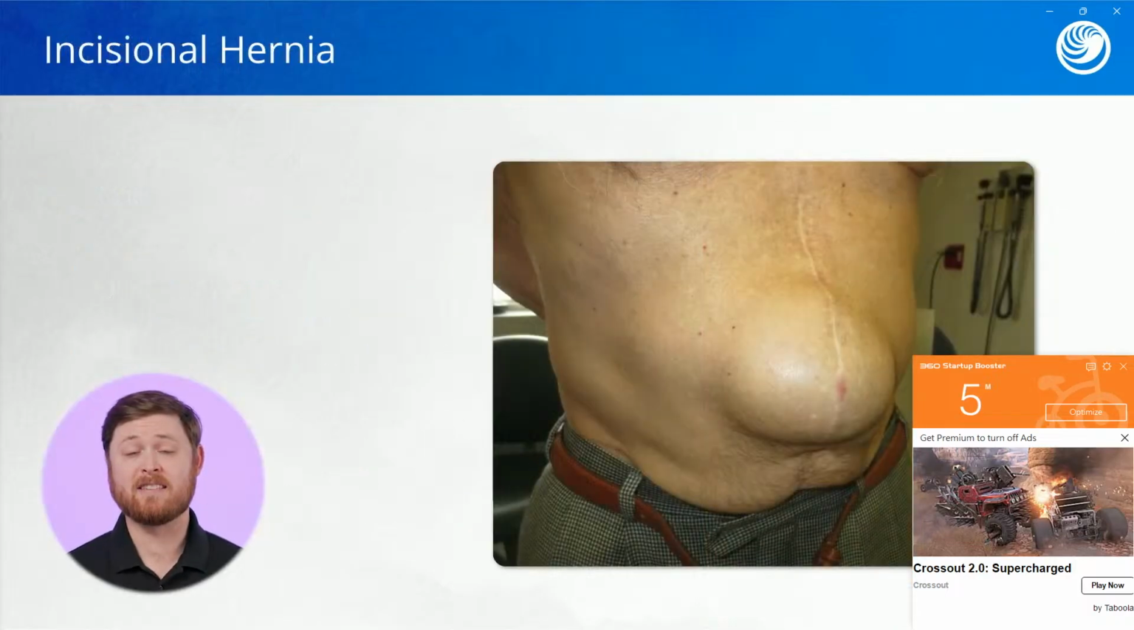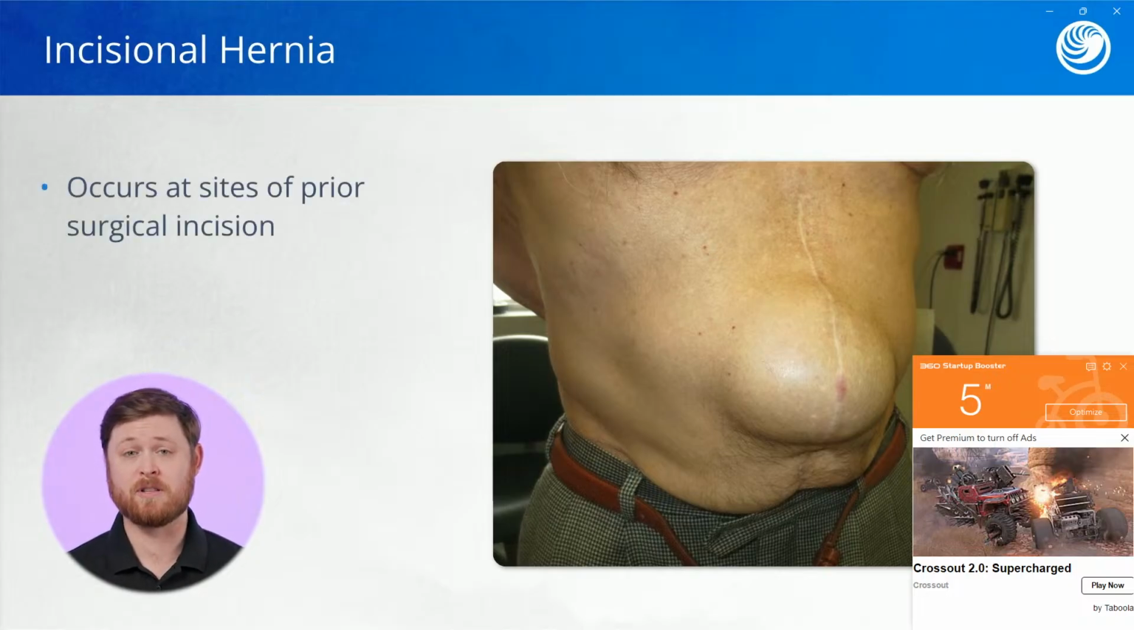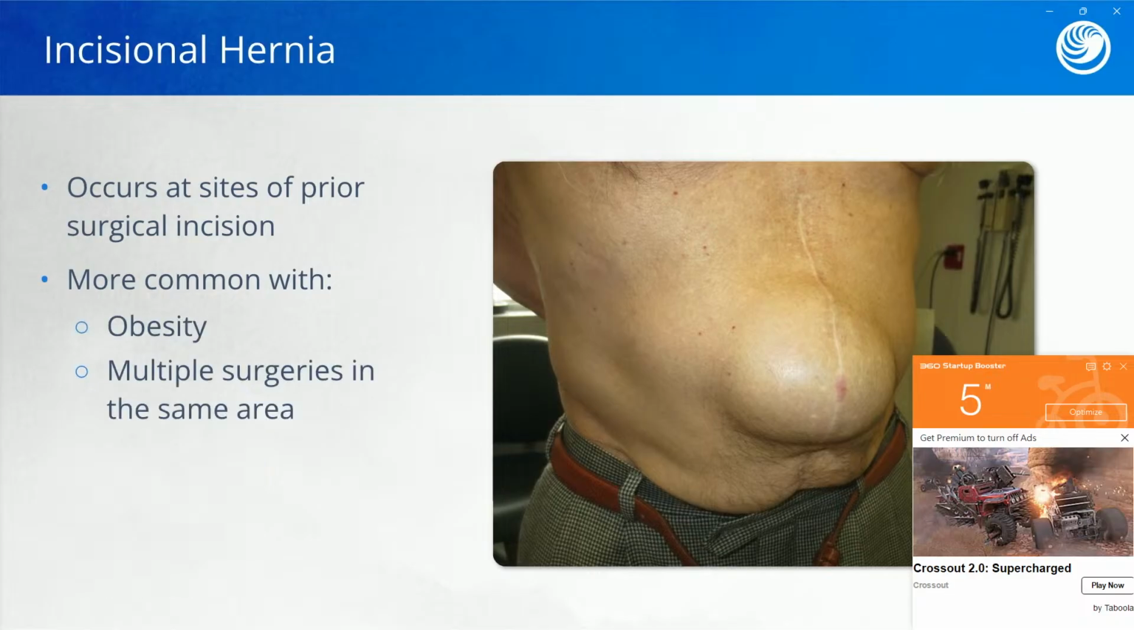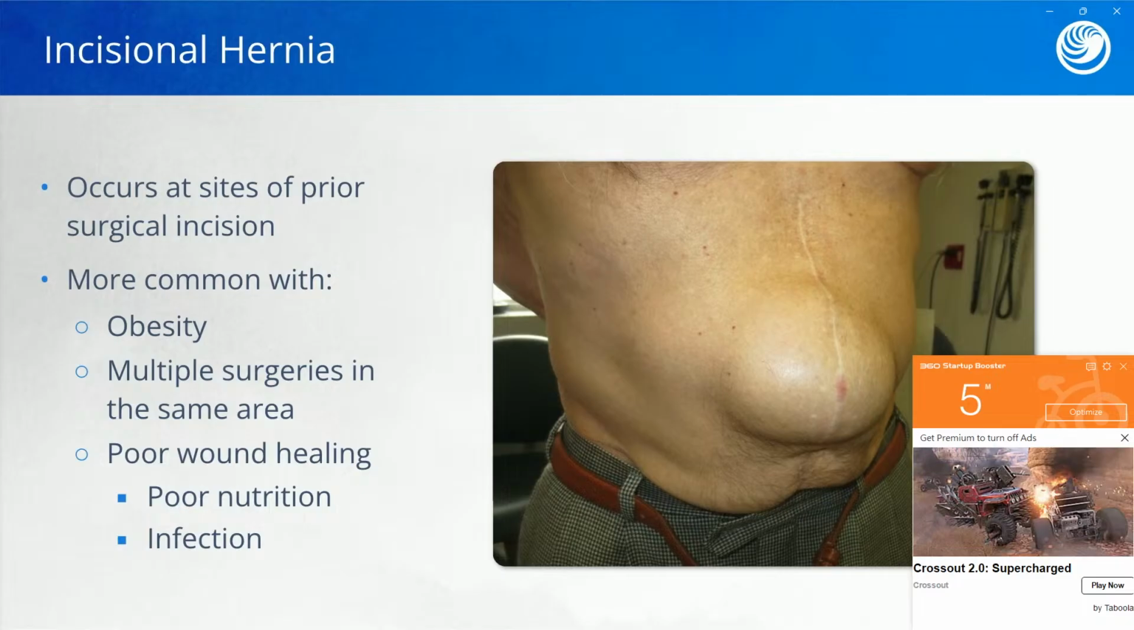An incisional hernia is exactly what it sounds like. It is a hernia that occurs at prior sites of surgical incision, and we can see an excellent depiction of an incisional hernia in the image on this slide. Following surgery, incisional hernia is more likely to occur in individuals who are obese, have had multiple surgeries which can lead to a thinning or weakening of the fascia and muscle tissue in the abdomen. This includes those who have poor nutritional intake of carbohydrates and proteins necessary for wound healing, or those who have had a surgical site infection postoperatively.